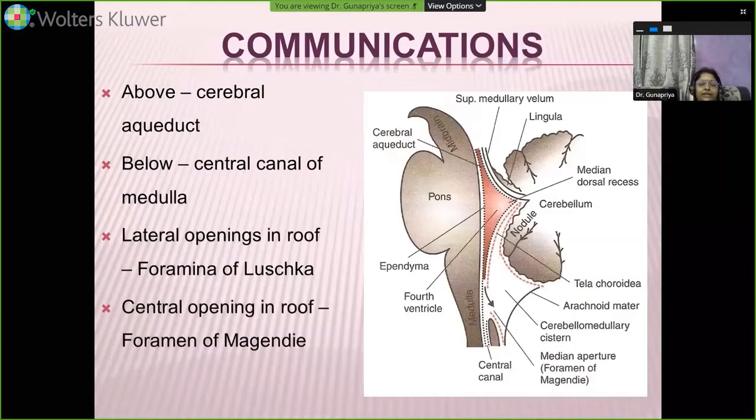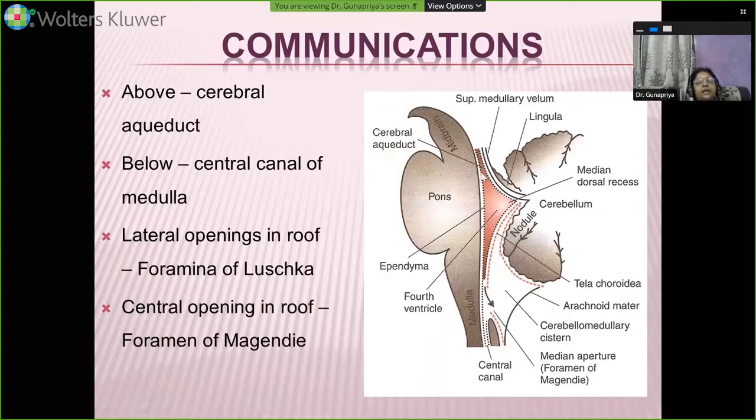Now moving on to communication. This fourth ventricle is not a completely closed chamber. It has to communicate with something above and something below. So behind the pons, you have the fourth ventricle, and it necessarily has to communicate with some other cavity above and some other cavity below. Above, it communicates with the cerebral aqueduct.